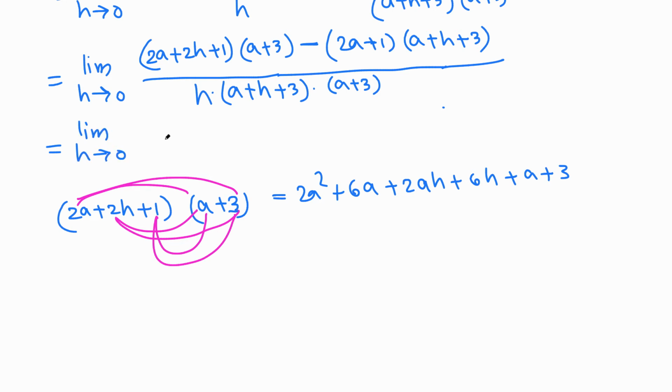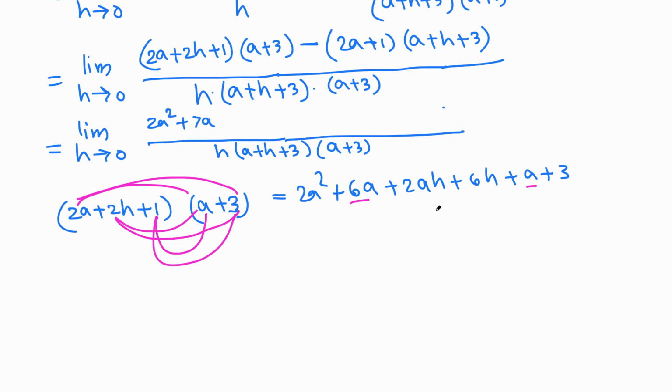The limit as h goes to 0 of 1 over h times a plus h plus 3, a plus 3. When we multiply, can we combine any of these? Oh, 6a and a, just 7a, that's it. So this one is 2a squared, 6a and a, plus 7a plus 2ah plus 6h plus 3. Okay, from these two.